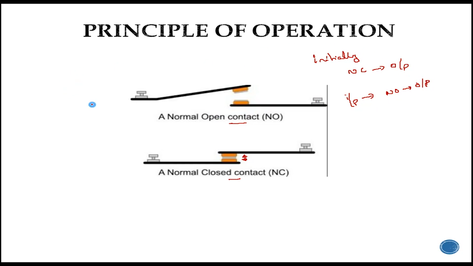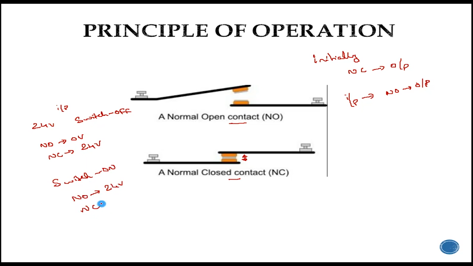So let's see the voltage differences in this NO contact and NC contact. Suppose you are giving 24 volts. Initially, if you have not turned on the control switch and it is in off state, then at the NO contact you will get 0 volts. At the NC contact you will get 24 volts. When you turn on the switch, then at the normally open contact you will get 24 volts and at the normally closed contact you will get 0 volts.